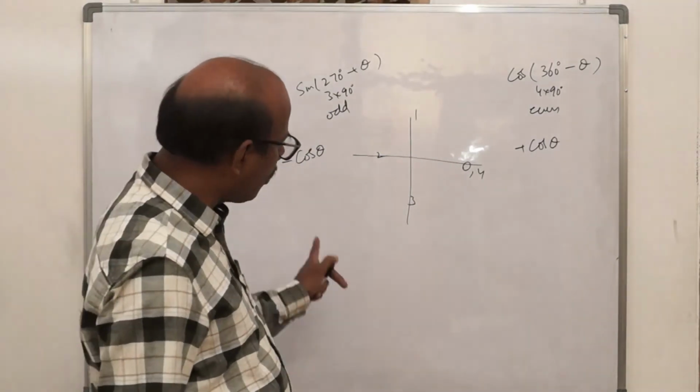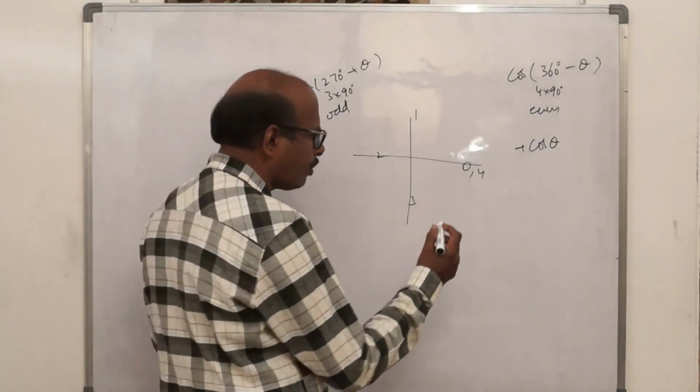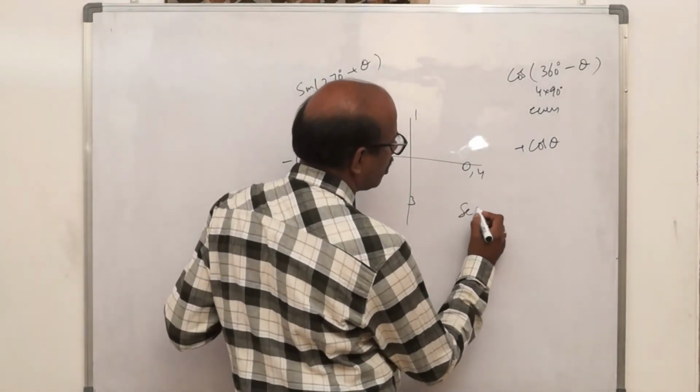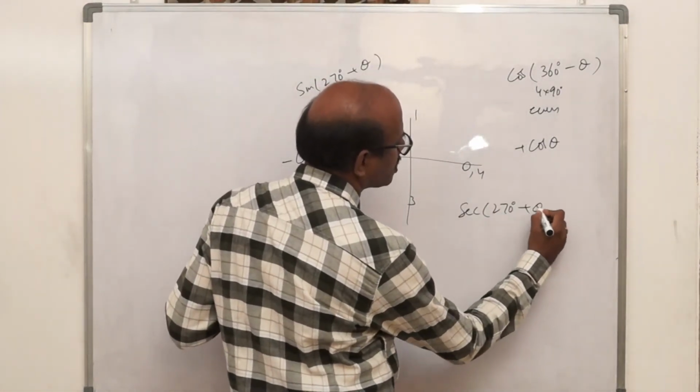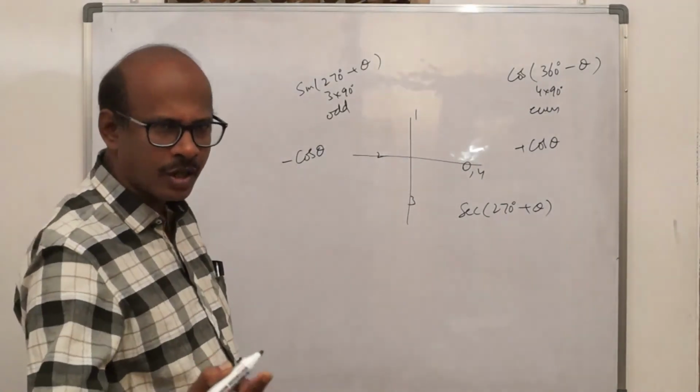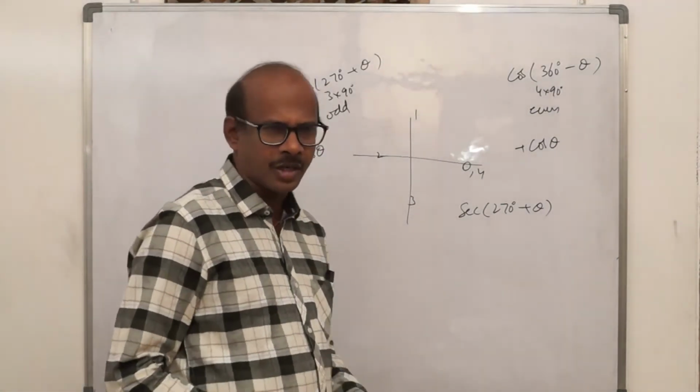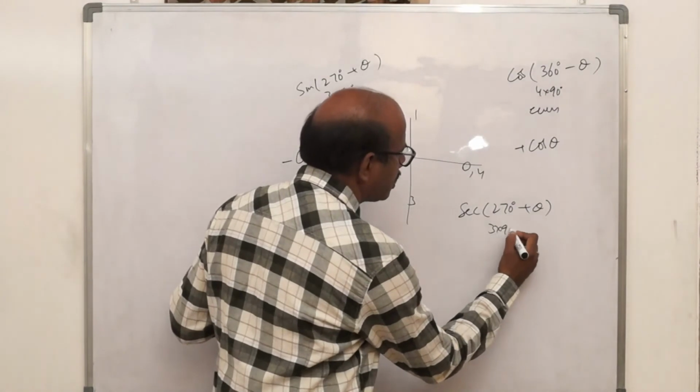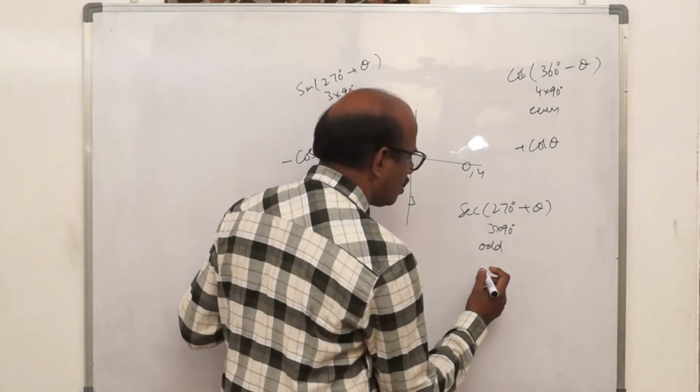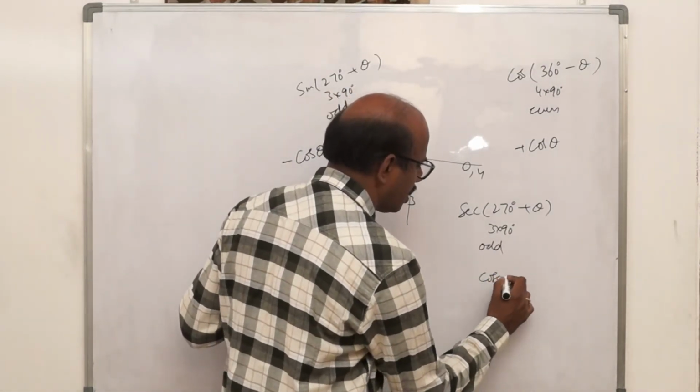All allied angle combinations follow the same procedure. Now one more example: secant of 270 plus theta. This is the last example for the clarity of allied angle combination. 3 into 90 is an odd multiple, so there is a change: secant changes to cosec theta.